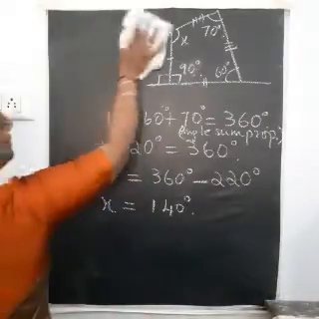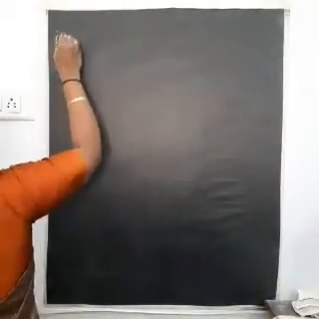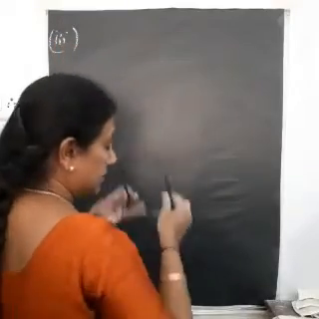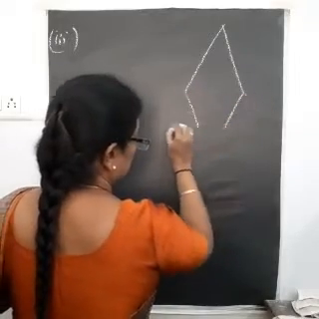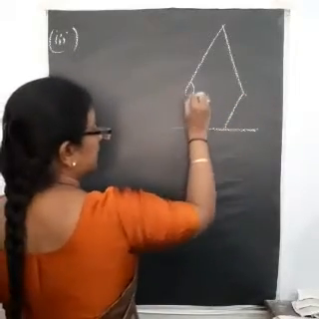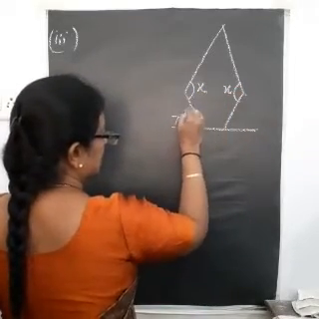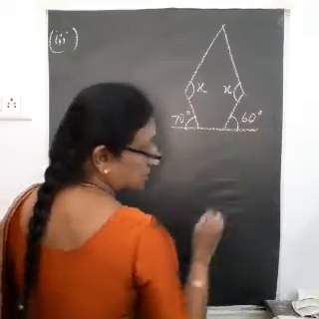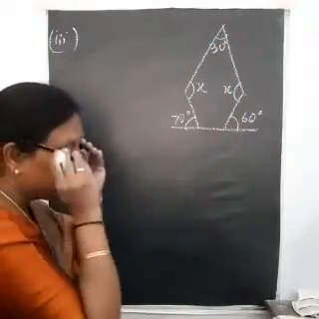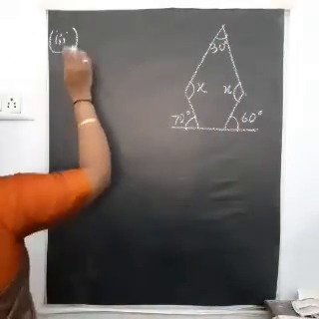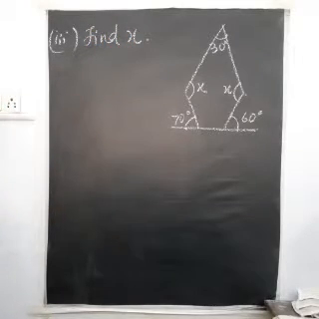Okay. Now the next sum that they have given is, they have given a pentagon, and here they have given x, here they have given x. Okay. And here they have given 70 and the outside angle is 60. Right? And this angle is 30 degrees. So what have they said? Find x. Okay, they've asked us to find x.